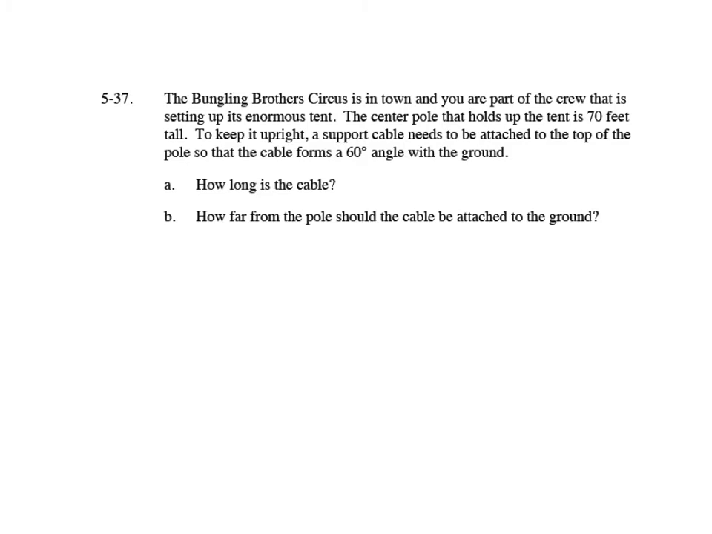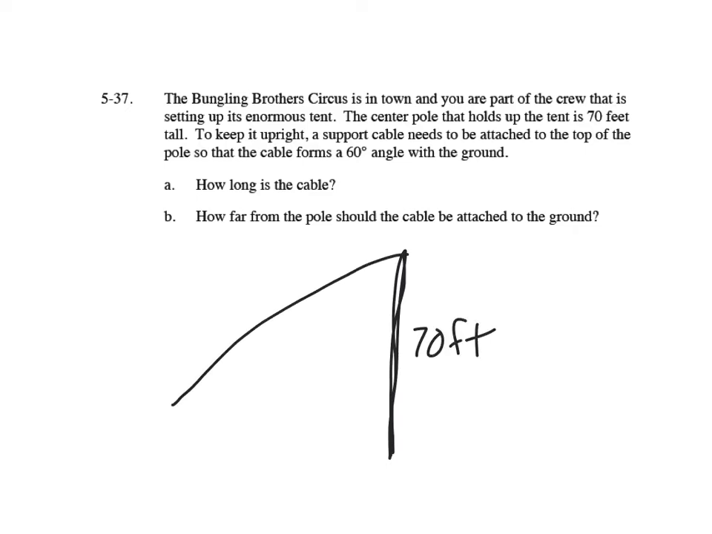It's going to be problem number 37. It says, the Bungling Brothers Circus is in town and you're a part of the crew that is setting up its enormous tent. And it says the center pole that holds up the tent is 70 feet tall. So already what we should be doing is drawing a diagram. So there's a pole that is apparently 70 feet tall, and it's holding up this big tent, however big the tent is.